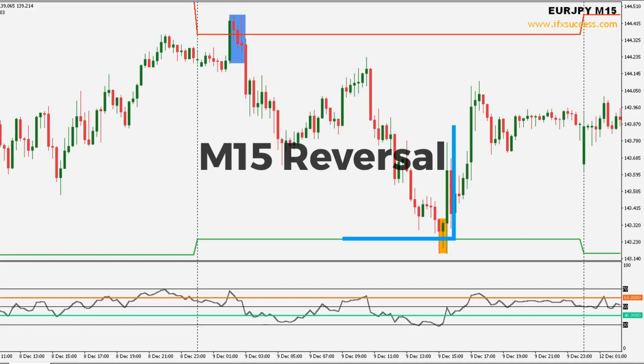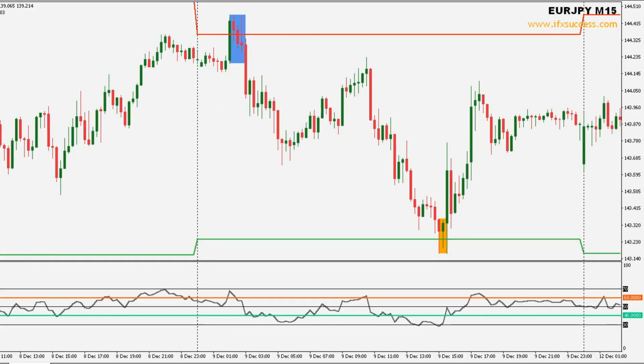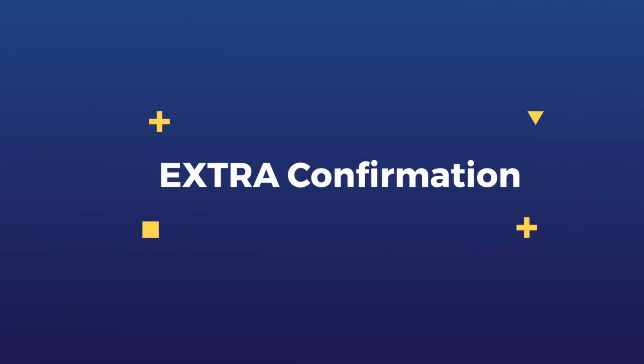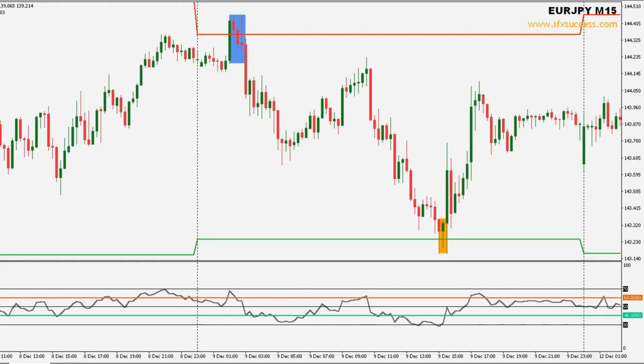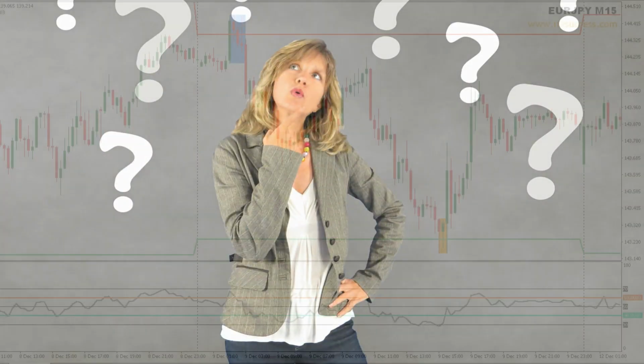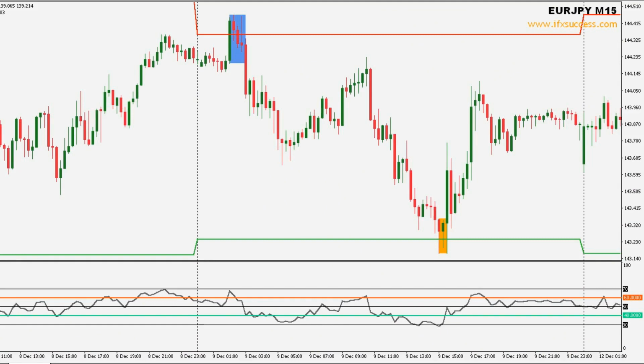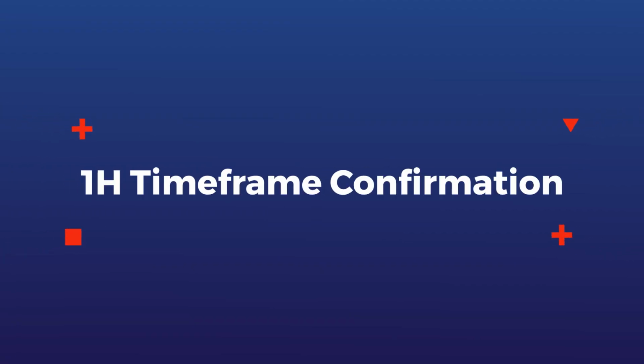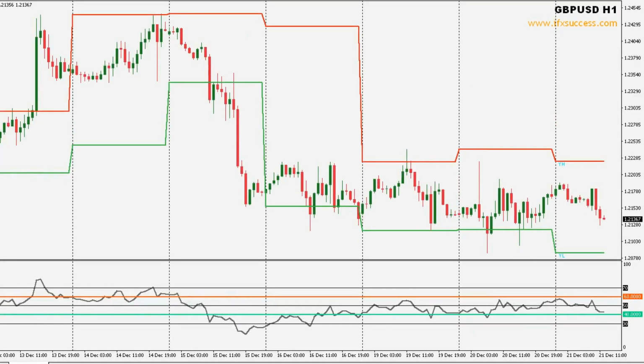In our previous lesson, we learned about M15 reversal block entries. Now, let's talk about adding an extra layer of confirmation for our entries. Do you think that just relying on M15 rules is enough? Yes, it's possible, but I know that we have a lot to risk here, so let's talk about the 1-hour time frame confirmation. I'm going to show you what I consider before making an entry, so you can start noticing the same things.